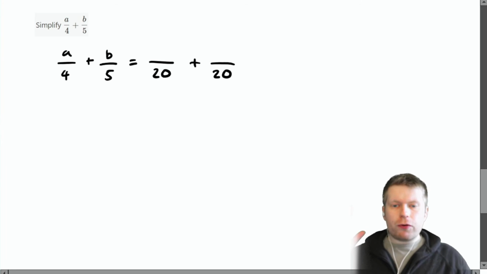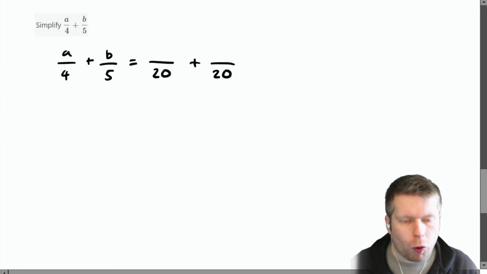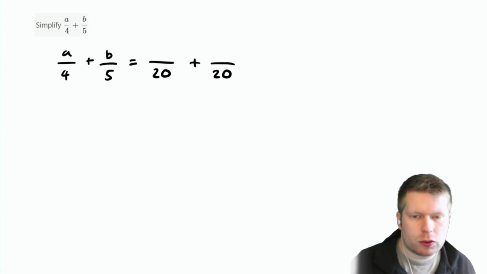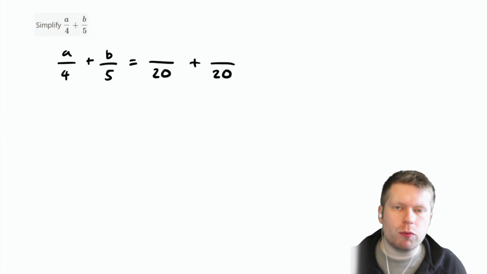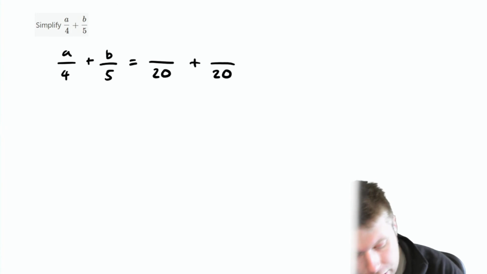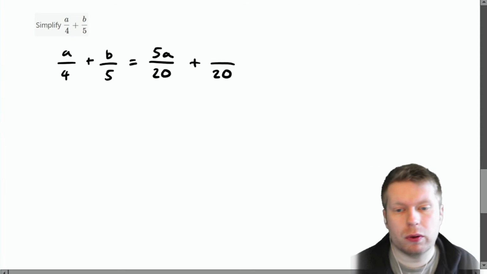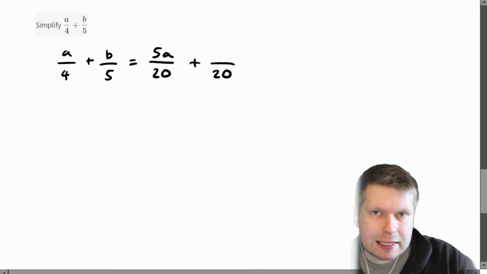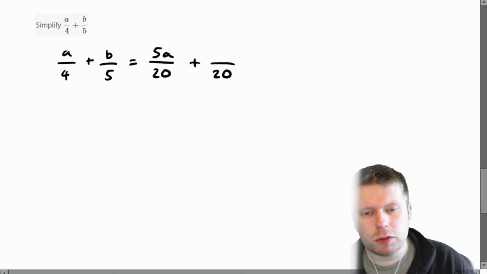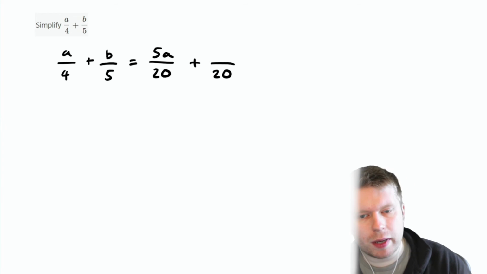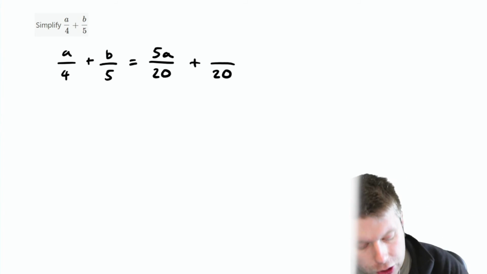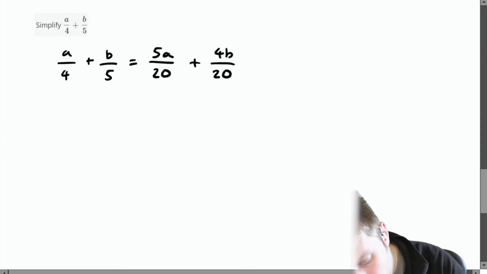Okay, so the first fraction was a over 4. I've now converted it to something over 20. Well, I've had to multiply both numerator and denominator by 5 there. So the denominator becomes 20, the numerator gets multiplied by 5 as well to become 5a. Similarly, with the second fraction, I've had to multiply it by 4 to get 20 on the denominator. So therefore, I've also got to multiply the numerator by 4, so that's going to give me 4b.